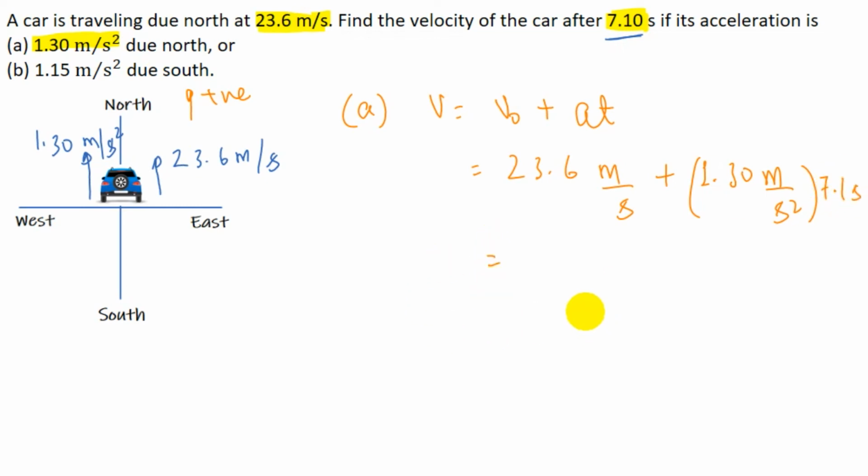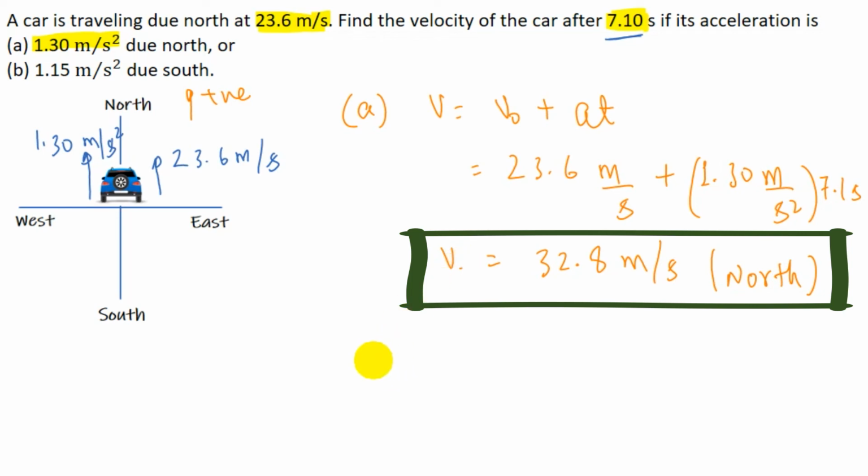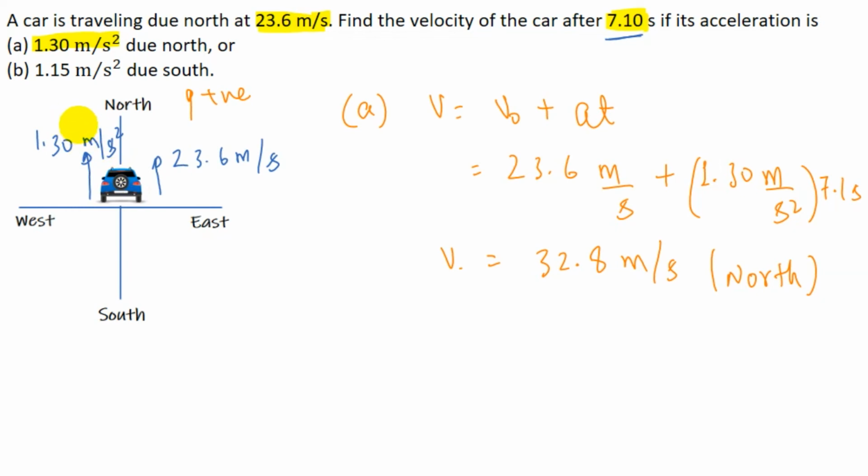Now we can solve this using our calculator and we'll get the answer to be 32.8 meter per second. And what would be the direction? North direction. So this is the answer for the A part. Now you can solve the B part, where they are saying that the acceleration is 1.15 meter per second squared due south. That means in the B part the acceleration is in the opposite direction to the velocity. This is the velocity, and the acceleration is 1.15 meter per second squared.